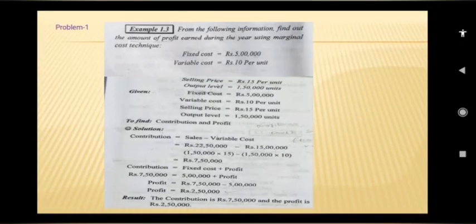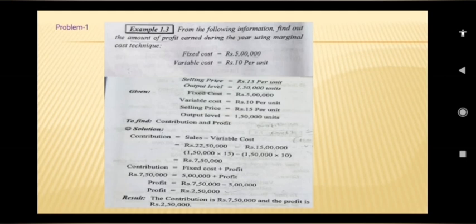Problem number 1. From the following information, find out the amount of profit earned during the year using marginal cost technique. Fixed cost 5 lakh rupees, variable cost rupees 10 per unit, selling price 15 per unit, output level 1,50,000 units. Given data: fixed cost is 5 lakhs, variable cost 10 per unit, selling price 15 per unit, output level 1,50,000 units. To find contribution and profit.